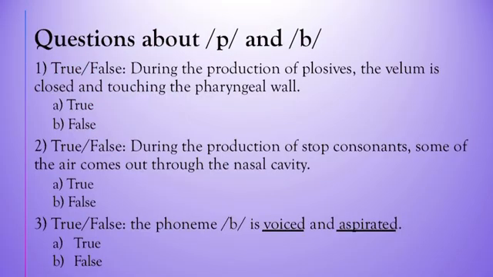Now for some questions. Here are a few true or false questions about P and B. 1. True or false? During the production of plosives, the velum is closed and touching the pharyngeal wall. 2. True or false? During the production of stop consonants, some of the air comes out through the nasal cavity. 3. True or false? The phoneme B is voiced and aspirated.